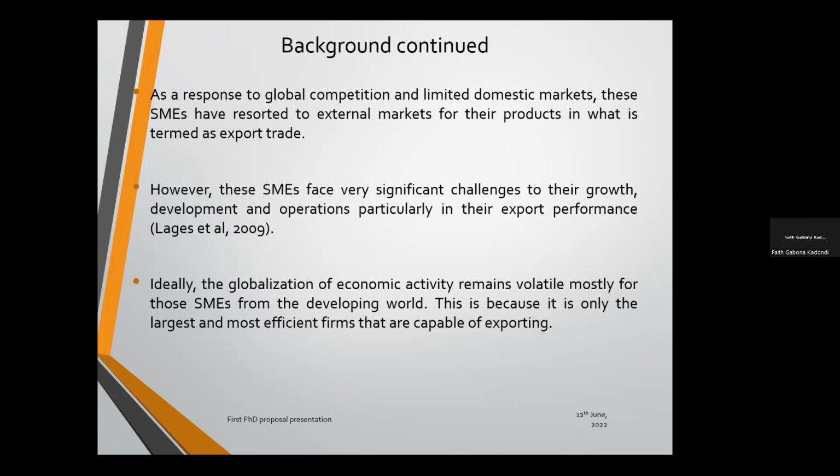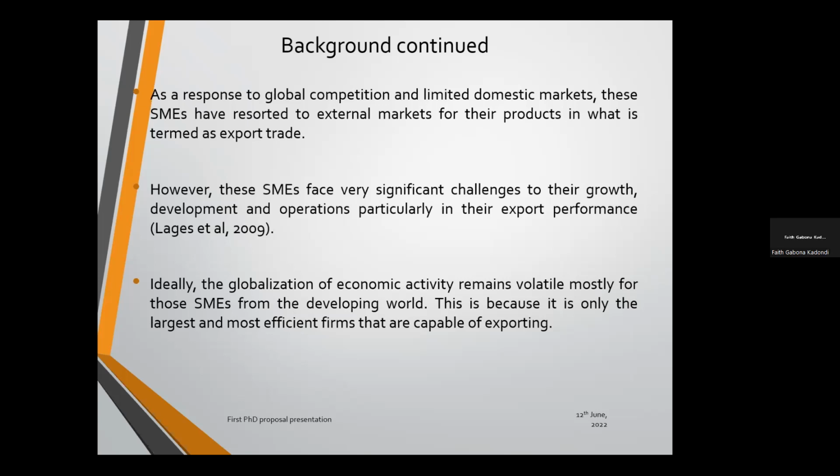The structure of the Bugisu Cooperative Union is that you have farmers having their small and medium scale enterprises, then they organize themselves into primary societies, and these primary societies take the products of the farmers to the cooperative union for export. So that is the structure within which it operates.